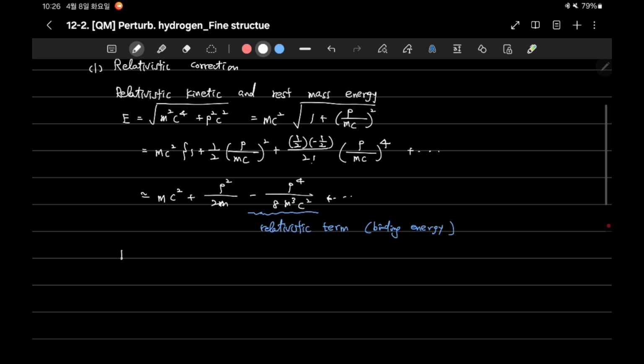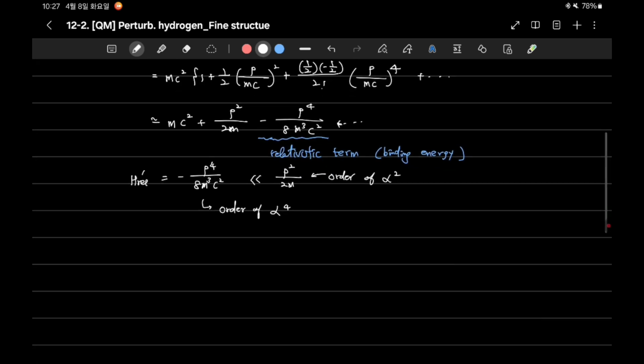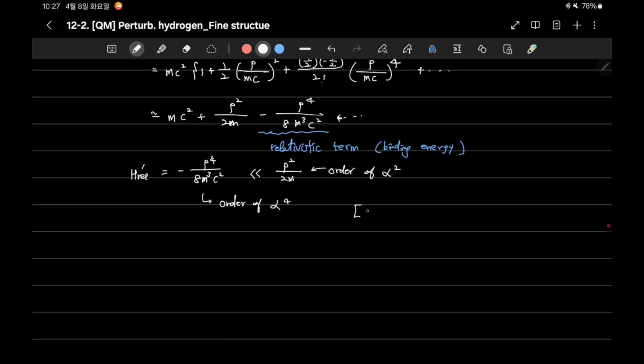This relativistic Hamiltonian is very small compared to the original Hamiltonian, because it is of order alpha to the 4, while the original kinetic energy is of order alpha squared. The momentum is proportional to the fine structure constant, and alpha is 1 over 137, so it is very small compared to the original kinetic energy. I will not prove it, but it is known that p to the 4 commutes with L squared and Lz, and they commute with each other.